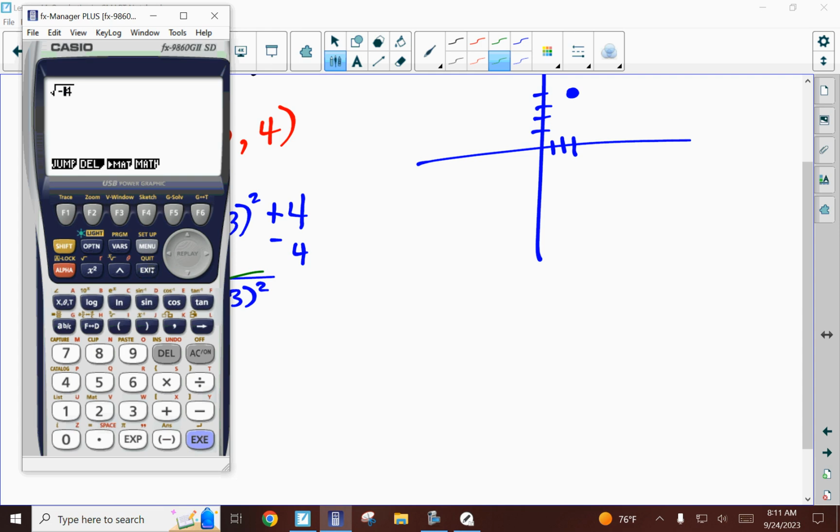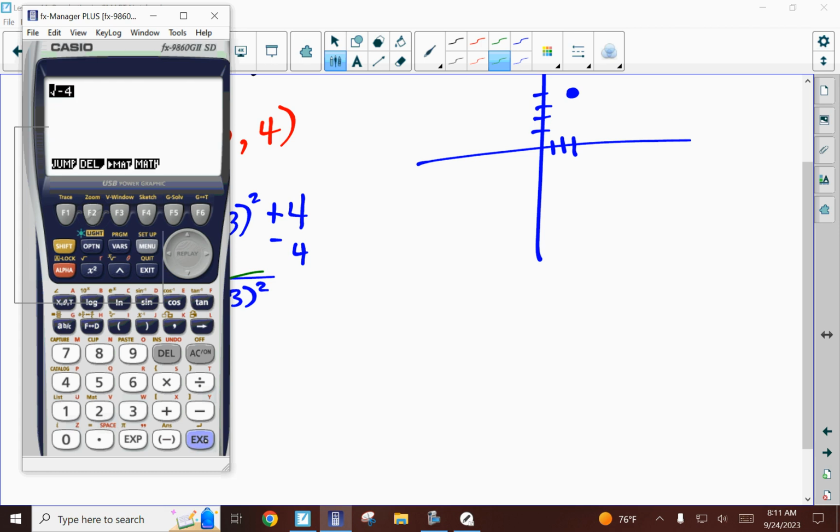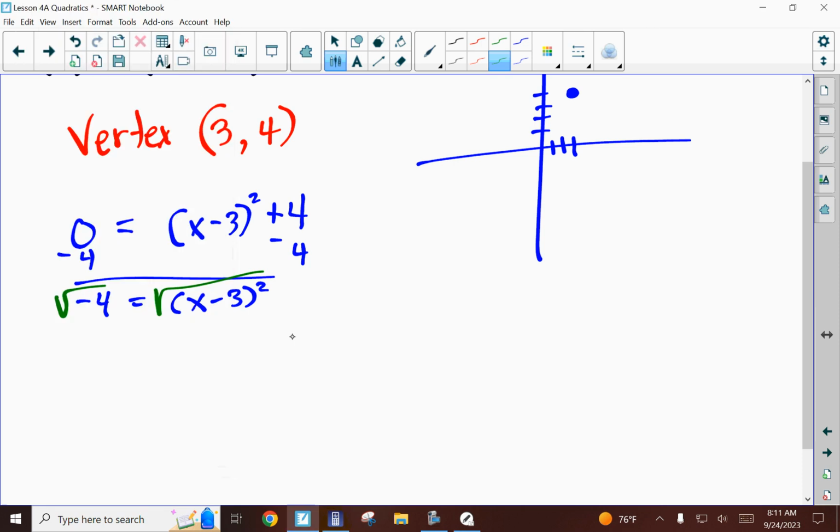So what we need to do is go into the settings. So I hit shift setup and we go down here to see if this is going to work for me right here. So we go to complex mode and we want to change it to a plus bi. What that is going to allow the calculator to do is fix the problem for us because we're not supposed to have negatives. So we end up with 2i. So the answer is going to be plus or minus.